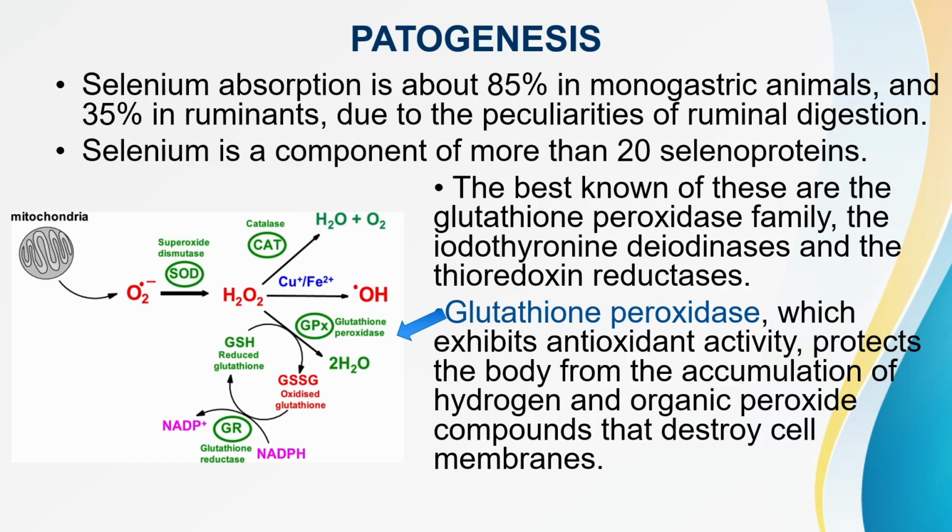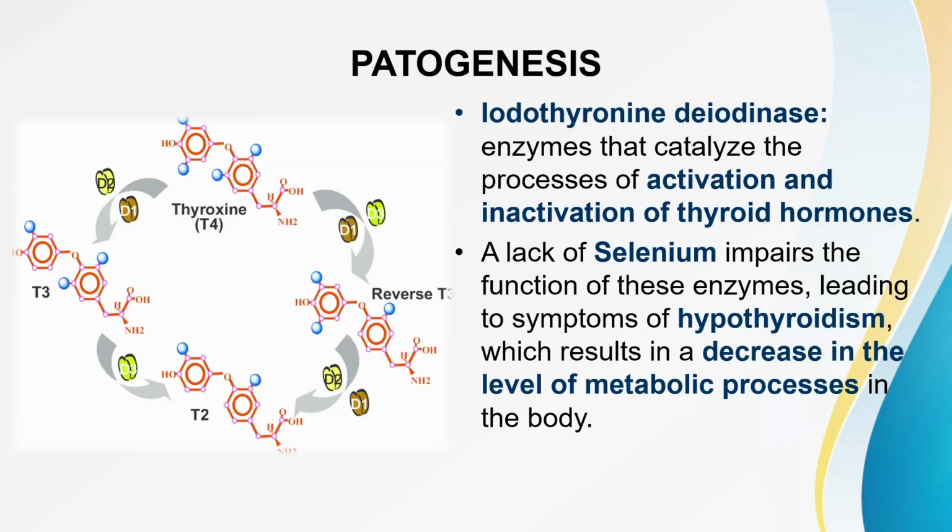Selenium is a component of more than 20 selenoproteins. The best known of these are the glutathione peroxidase family, the iodothyronine deiodinases, and the thioredoxin reductases. Glutathione peroxidase, which exhibits antioxidant activity, protects the body from the accumulation of hydrogen and organic peroxide compounds that destroy cell membranes. Iodothyronine deiodinases are enzymes that catalyze the activation and inactivation of thyroid hormones. A lack of selenium impairs the function of these enzymes, leading to symptoms of hyperthyroidism, which results in a decrease in the level of metabolic processes in the body.